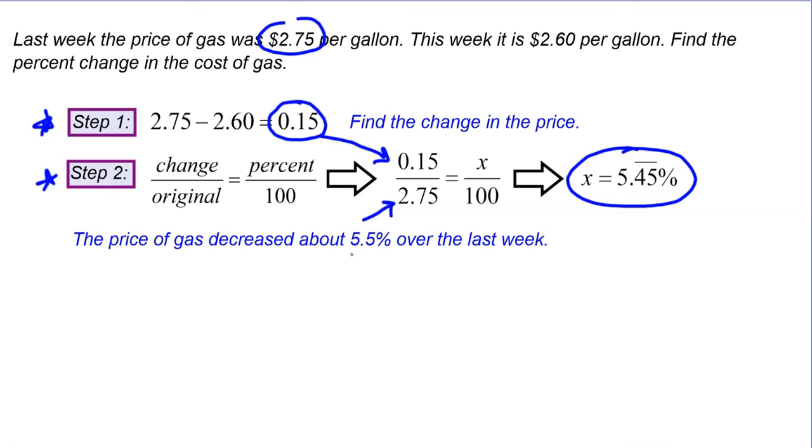I rounded that to the nearest tenth. When I get a repeating decimal, I usually round to the nearest tenth. So I can conclude the price of gas decreased about 5.5% over the last week. So there was a 5.5% decrease in the price of gas. Notice I used the word decreased because the price went down. Always make sure you're using the word decreased or increased in your percent change problems.